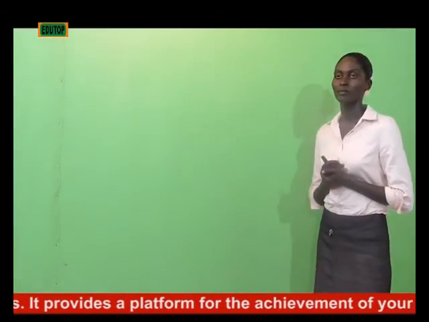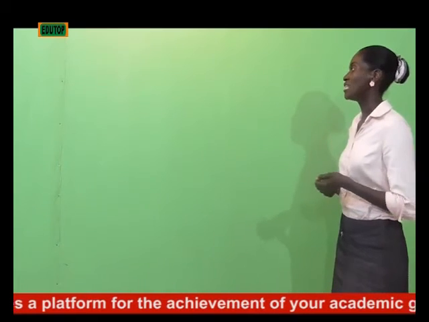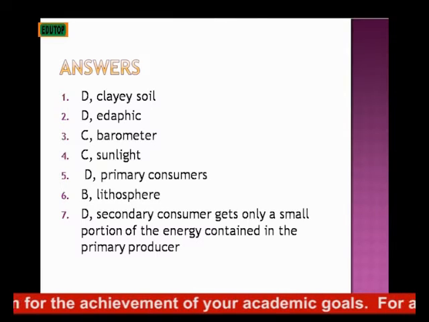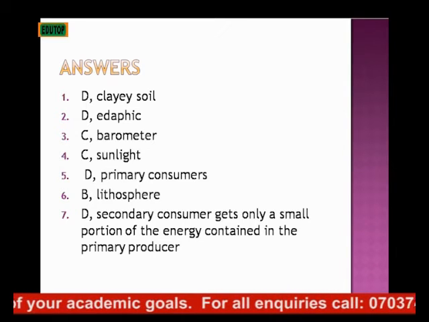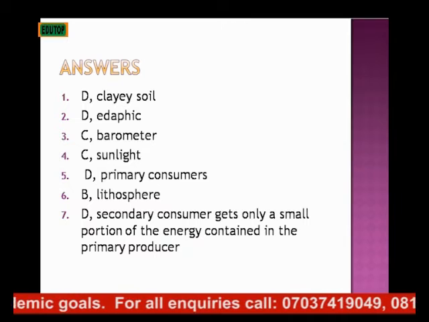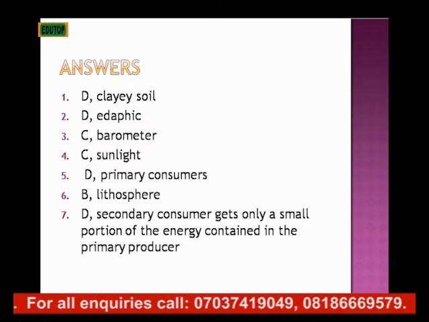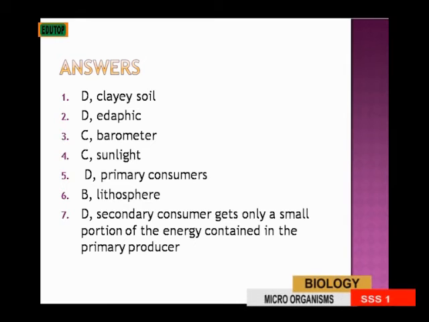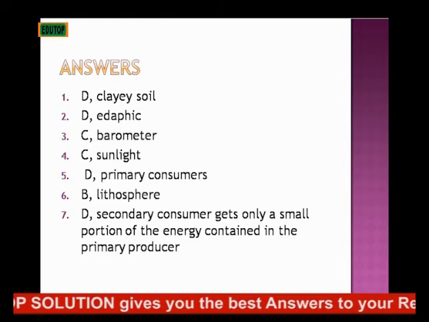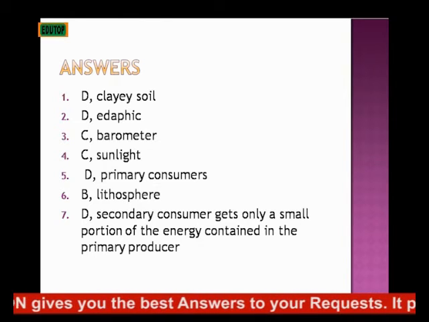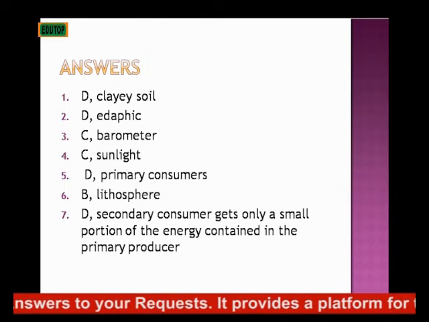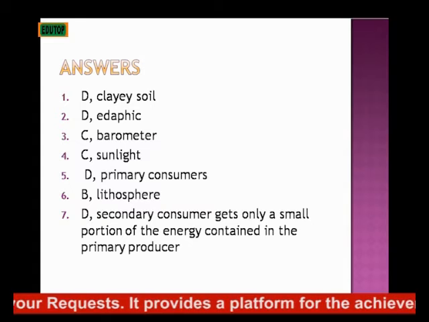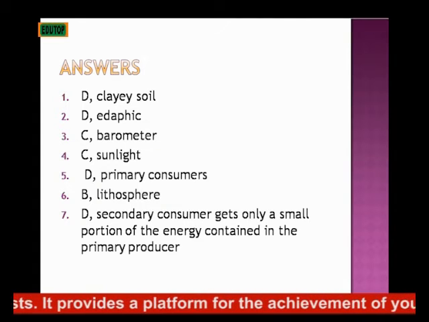To the answers now. The answer to the first question is D, clay soil. Clay soil is the one that has the highest water retaining capacity. Then number 2, the influence of soil on organisms in a habitat is referred to as the edaphic factor. Then the instrument used in measuring atmospheric pressure is C, barometer. Barometer is used in measuring atmospheric pressure.